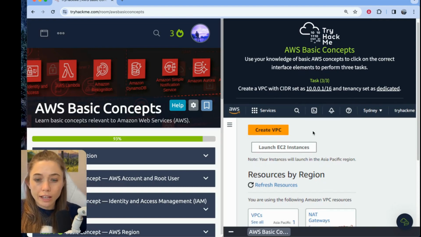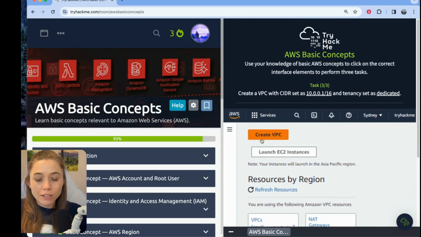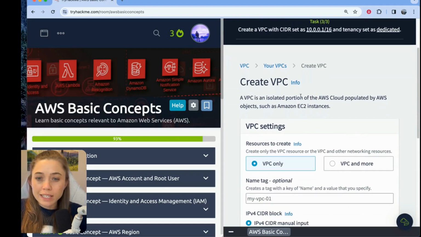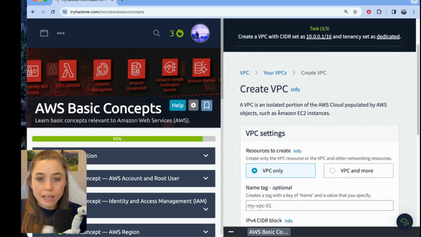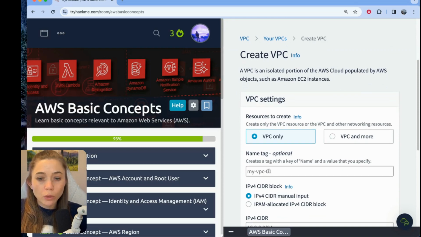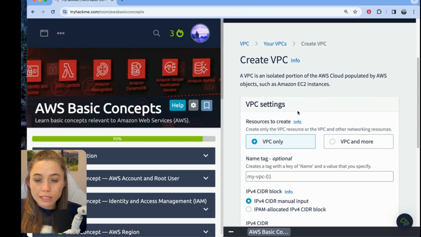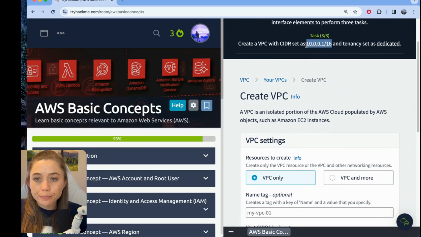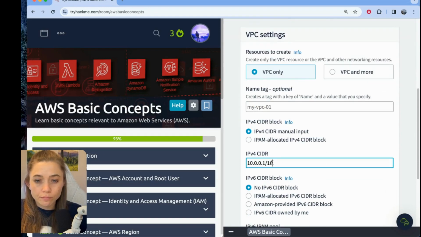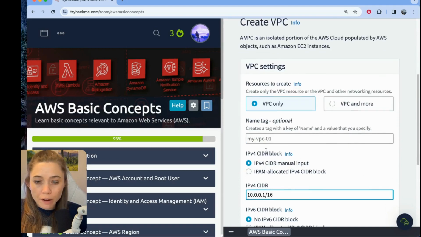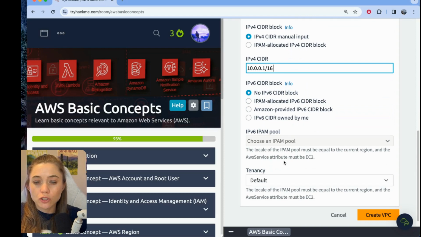All right, cool. Oh, interesting. So it did have our work for it. Was it always like this? It took us right to the VPC console. So we can do Create VPC. And nice. A VPC is an isolated portion of the AWS cloud populated by AWS objects such as EC2 instances. We're going to do VPC only. We don't have to name it, so we won't in this situation. We're going to give it a manual CIDR input. So let's see if we can copy this. I think we can. Doesn't say anything about IPv6, so we're not going to worry about that. And then tenancy, we need to change to dedicated.